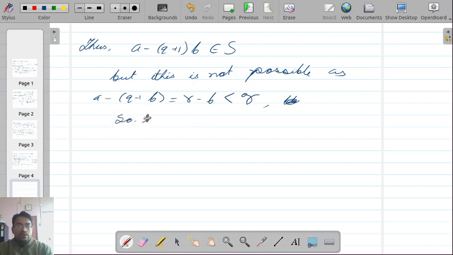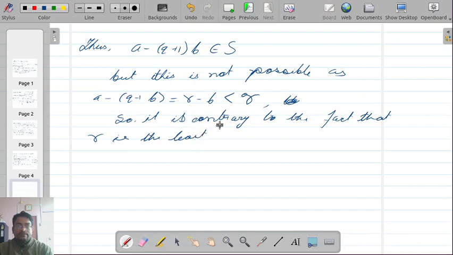So it contradicts, it is contrary to the fact that R is the least element of S. Okay, R is the least element of S.